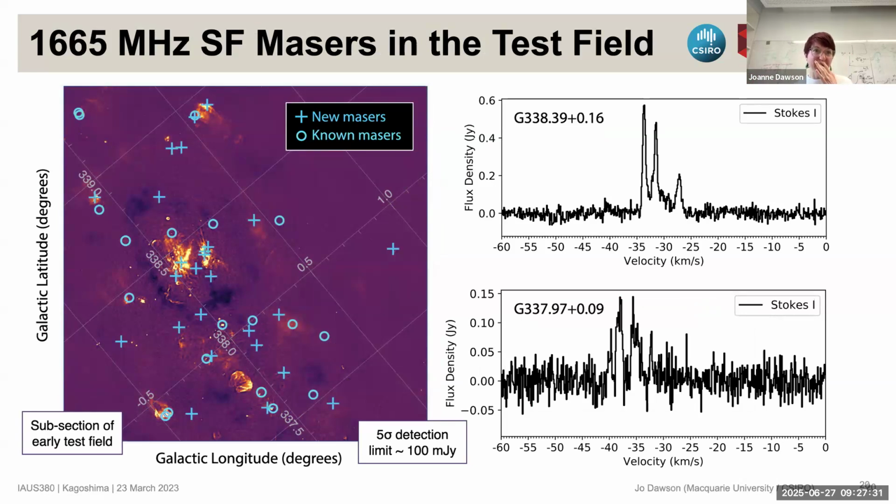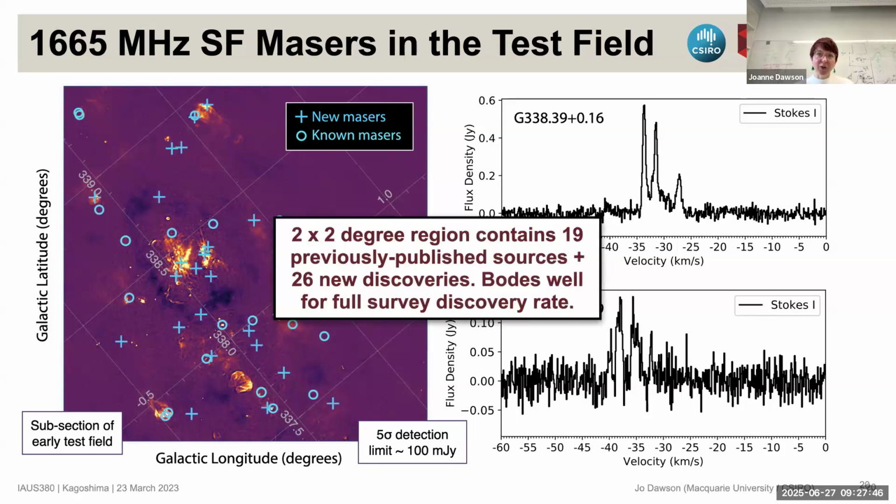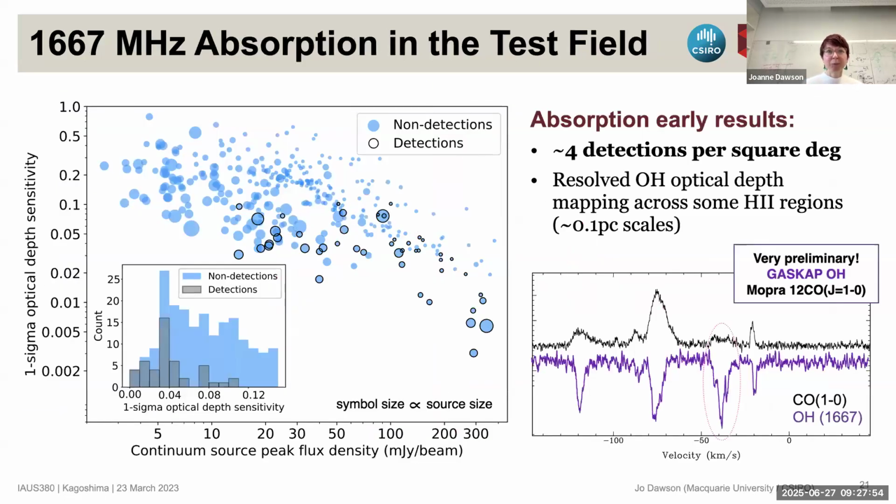We could do some improvements in the imaging, but it's not looking too bad. In crosses are new OH masers, and in circles are known OH masers. So we've picked up a lot of new sources in our test field for this particular example. And we just showed a couple of spectra there. So yeah, 19 previously published and 26 new discoveries. That does bode well for the discovery rate for people who want to gather many masers.